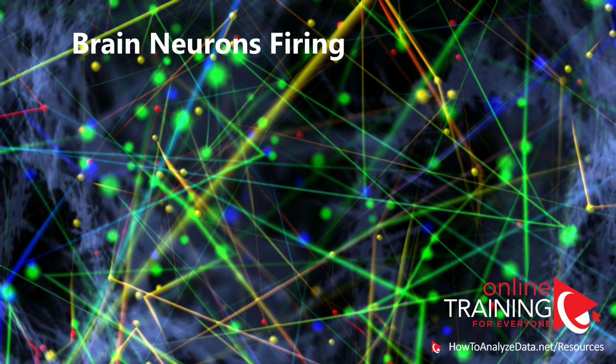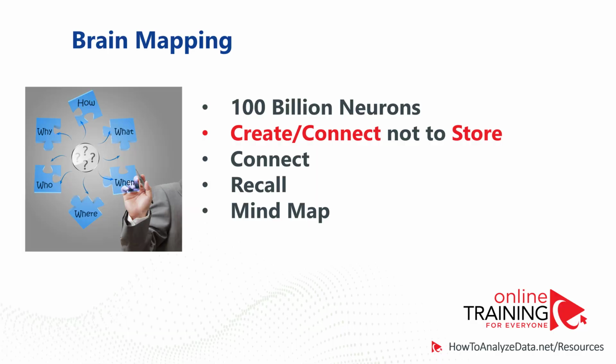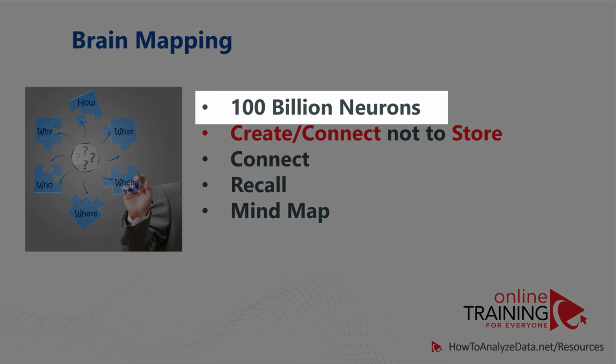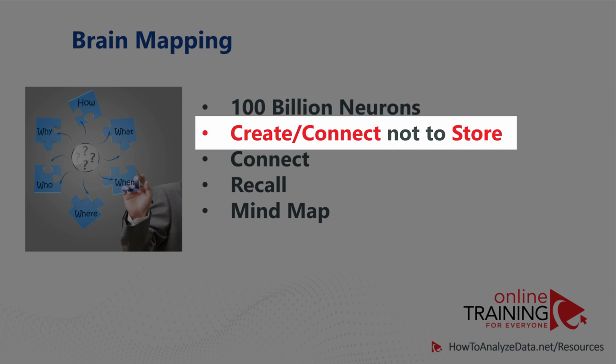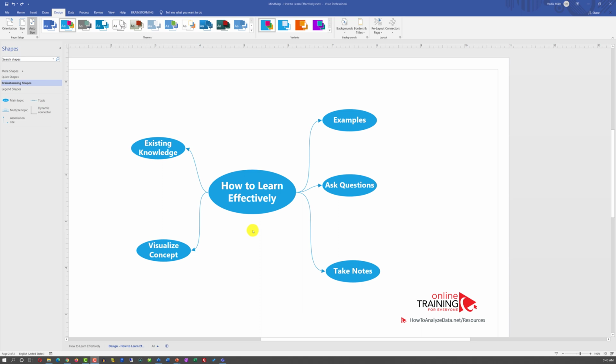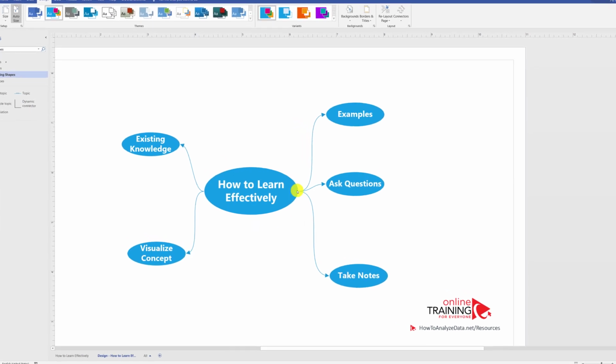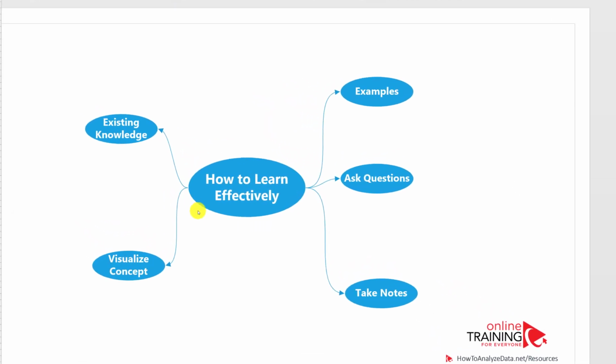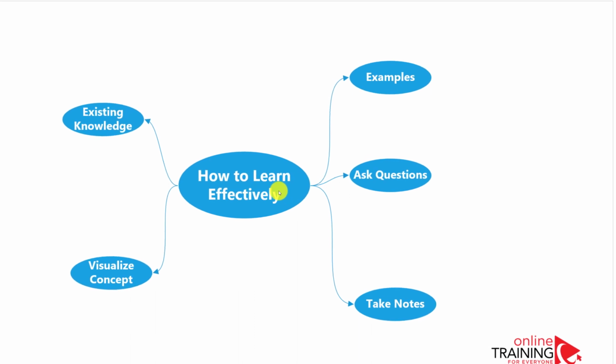The way neurons fire in our brain matches precisely how things are built in the mind mapping diagram. Even though our brain contains 100 billion neurons and support cells, it works best to create and connect ideas and thoughts and not to store them. Similar to the way items are represented on the mind mapping diagram, our brain activates and fires neurons to connect the ideas and recall the information.